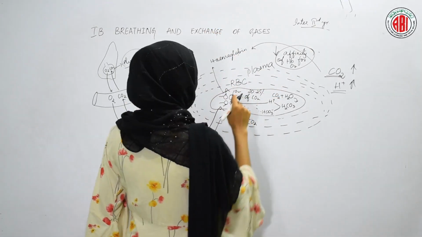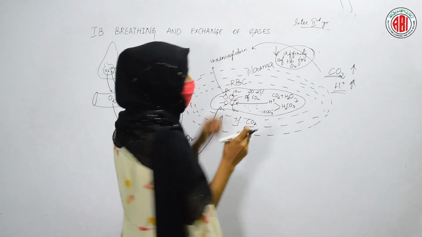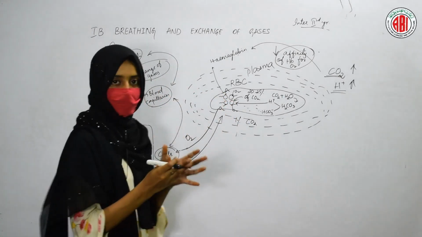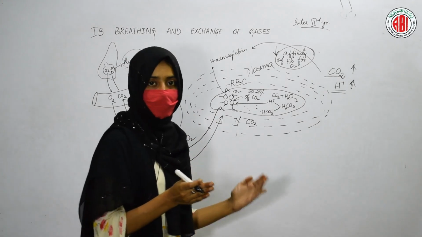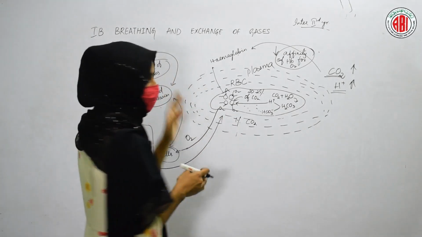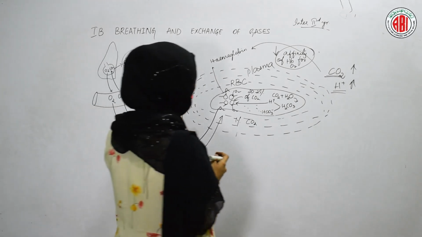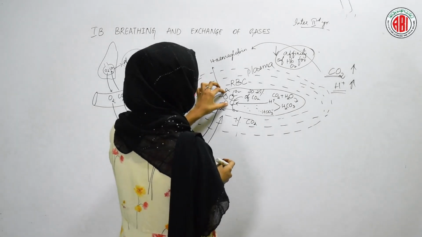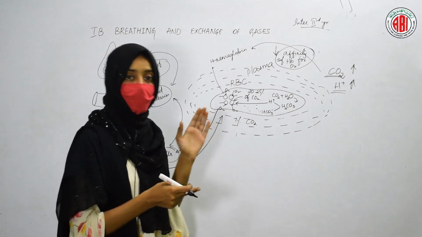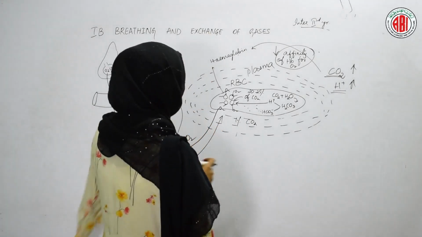Now, the carbon dioxide that binds to the hemoglobin: we know that the alveoli is rich in oxygen. So once the blood reaches the alveoli, the partial pressure of oxygen increases. Due to the increased partial pressure of oxygen, the affinity of hemoglobin for carbon dioxide decreases.